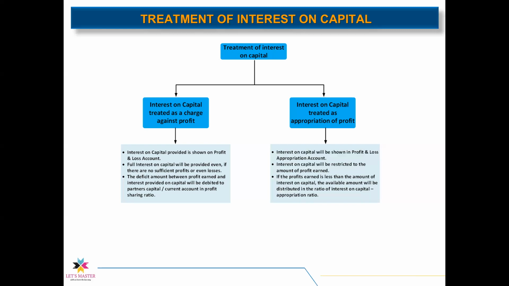So on the subsequent slide, we have discussed all these different scenarios. So you will understand what is the appropriation ratio. It is more or less just like what we have discussed on the previous slide. So these are the two scenarios how the interest on capital can be treated. This can be treated as charged against profit, or it can be treated as appropriation of profit.